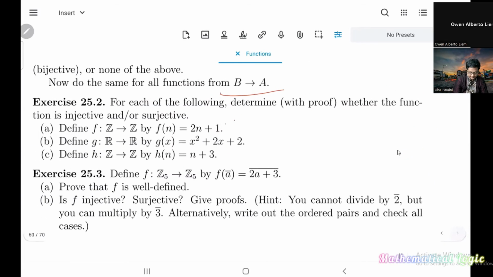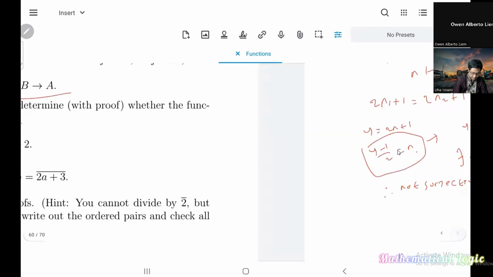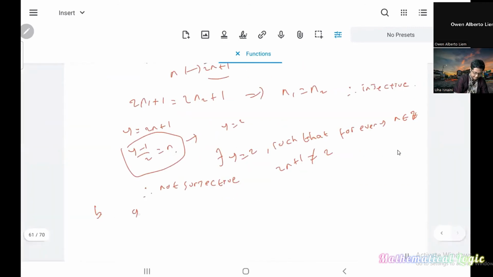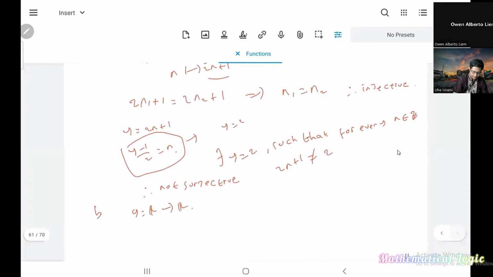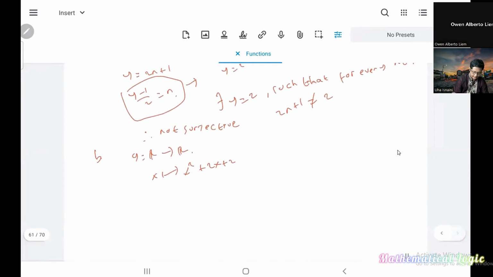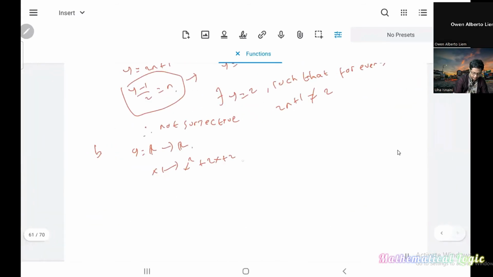Okay, and then for the next one, G from R to R, and then we have x squared plus 2x plus 2. X goes to x squared plus 2x plus 2. And this one is equal to (x plus 1) squared. Then (x plus 1) squared is x squared plus 2x plus 1. But we have plus 2 here, so we have to add 1.